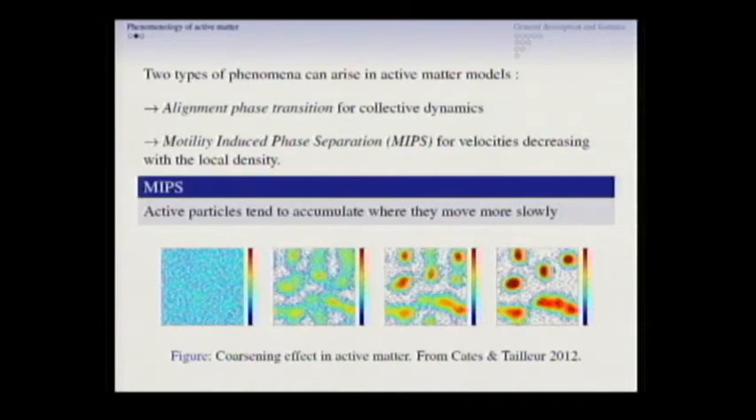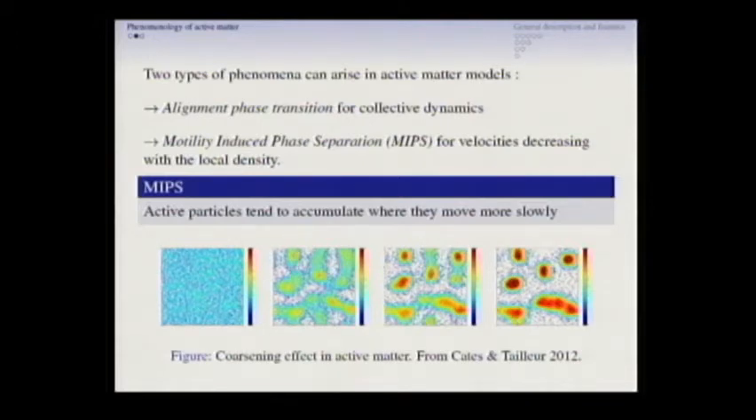Imagine, for example, a flock of birds or a group of pedestrians. You're going to slow down in the crowded areas. And actually, for such a model, you can have emergence of motility-induced phase separation, which I will call MIPS later on. And the picture you see here is a representation of this phenomenon.